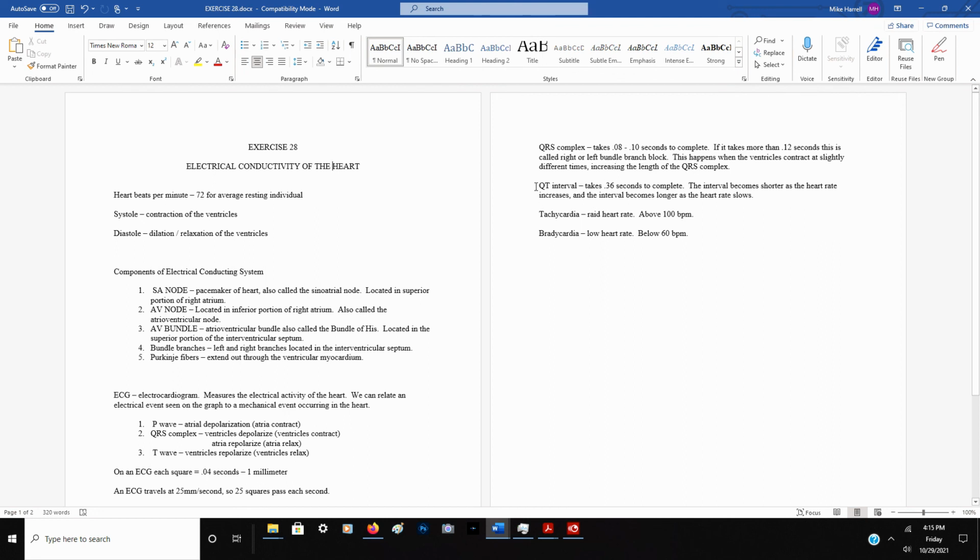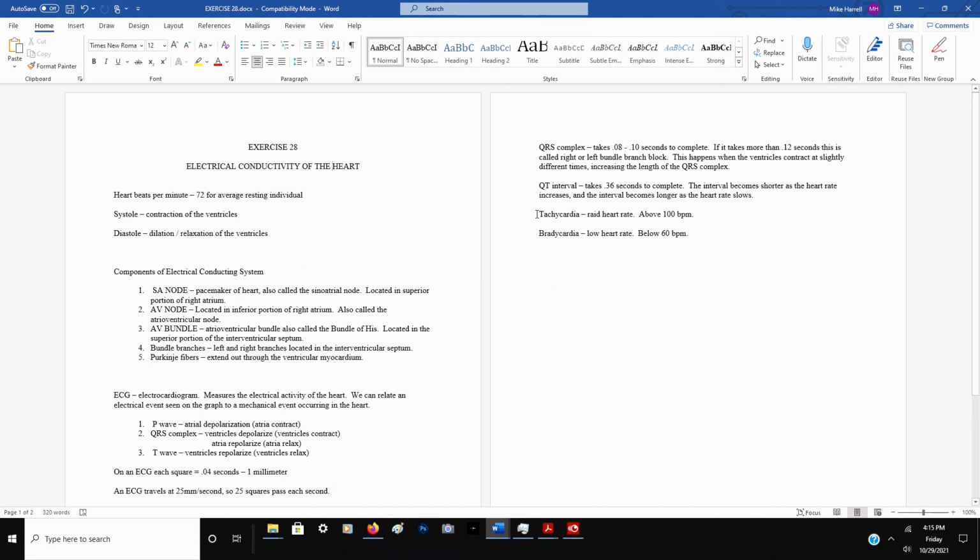And then we got this QT interval. Now that's everything from the start of the Q to the end of the T. Again, we said this usually takes about 2.5 squares. This one about 7. So if you had 2.5 and 7, you got about 9. 9 times 0.04 is 0.36. So that's how we got the timing on this one right here. This interval becomes shorter as the heart rate increases. Think about it, if somebody starts to exercise and the heart works faster and faster, this is all going to happen quicker. You're going to see all these little waves get closer together as everything happens quicker.